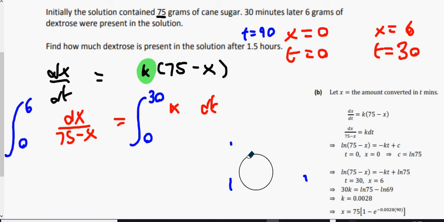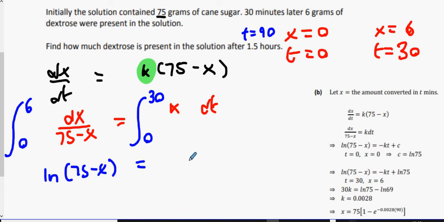I reckon I'm going to change that to 90 at the end, because I'm currently doing it in minutes. Connor, just for argument's sake, do you want to go for it in hours? Yeah, I'll do that. And we'll convert our answers at the end, just to double verify what we're saying. Now, that's ln(75 minus x) for me, and that will give me kt, with 30 and 0, and 6 and 0 on this side.